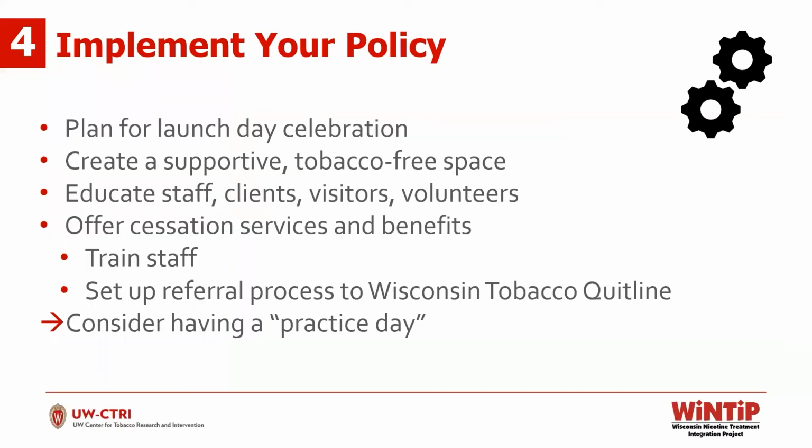Process number 4 is to implement your policy. Again, the implementation process should start early on. We want to start planning for that launch day as soon as we know what day the policy is going to be effective. Start by creating some supportive tobacco-free spaces, and work on educating staff, clients, volunteers, and visitors. As soon as staff feel ready and prepared to offer those cessation services, be sure to implement them as soon as possible. And you might want to consider setting up a direct referral process to the Wisconsin Tobacco Quit Line as an additional support.